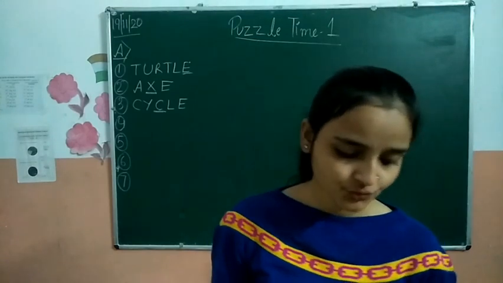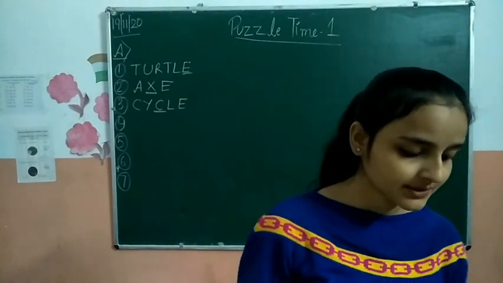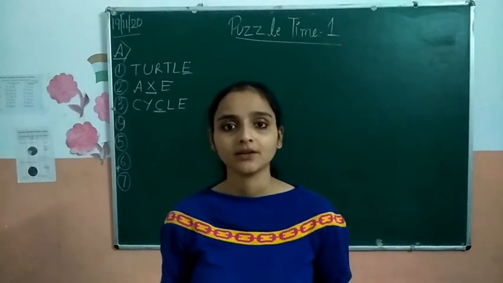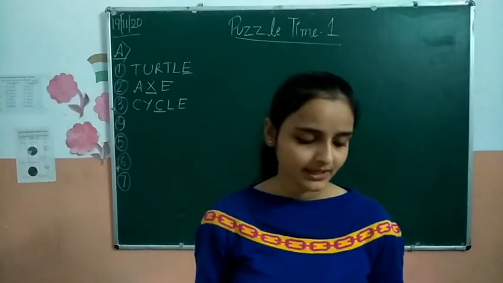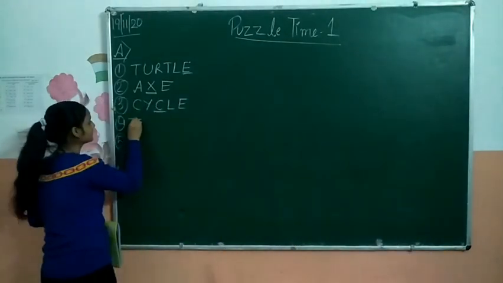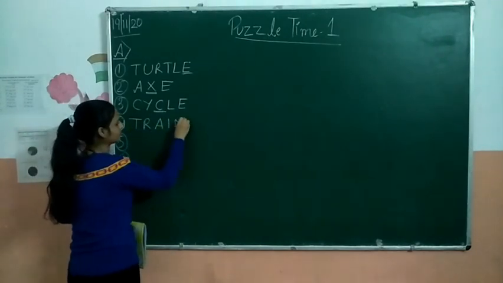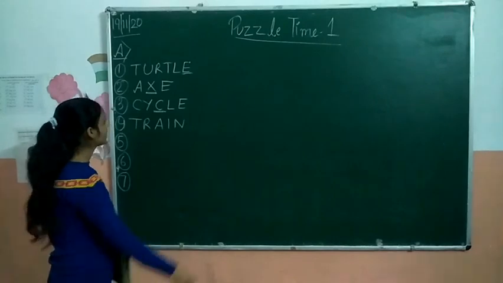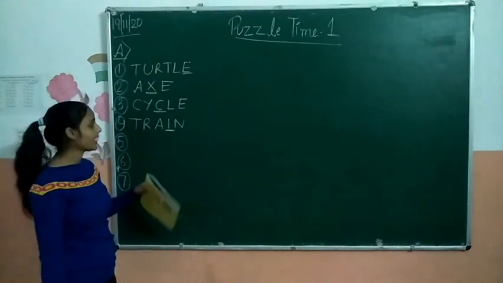Now come to the fourth one. Which shadow is this? This is called train. This is the shadow of a train. Write down train. Again, look, I. I comes to the purple box. So I have underlined it.